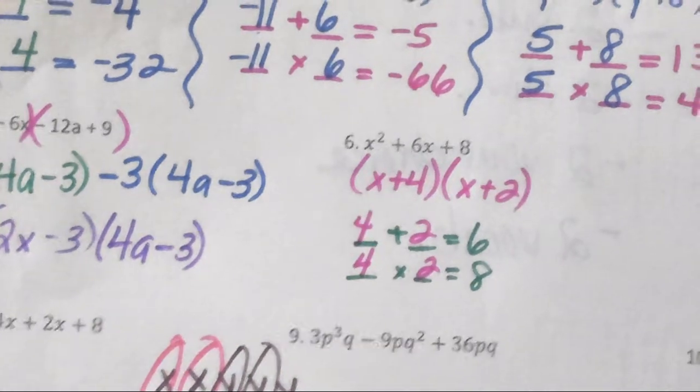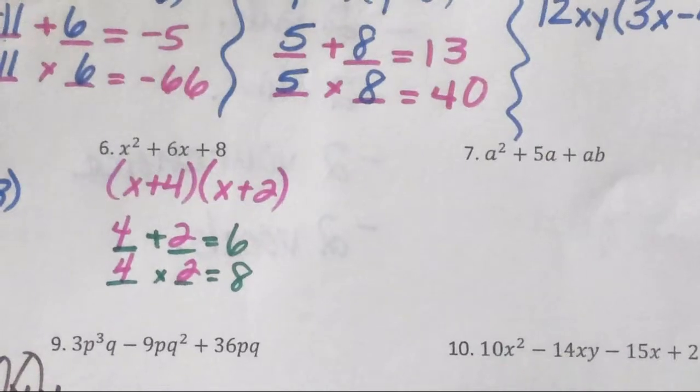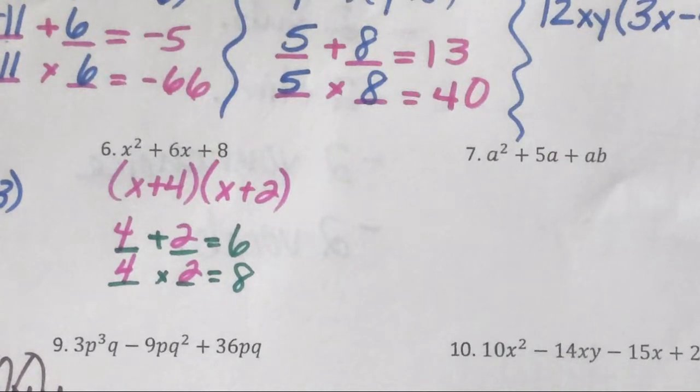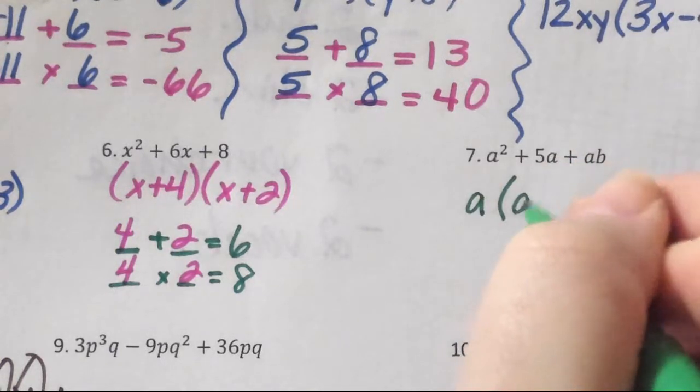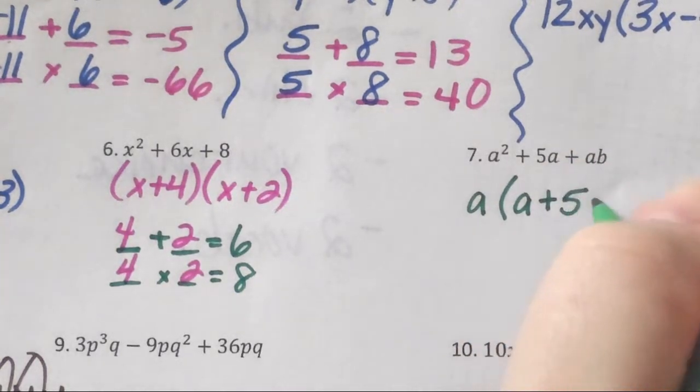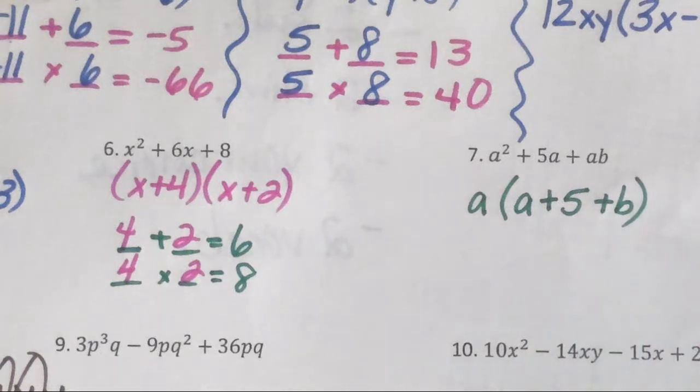Okay, the last math workshop question for today is number 7. Again, I see 3 terms, and I ask myself, is there a GCF? And this time there is. They all have an A in common. So if I pull out an A, I'm left with A plus 5 plus B. And that's all I can do.